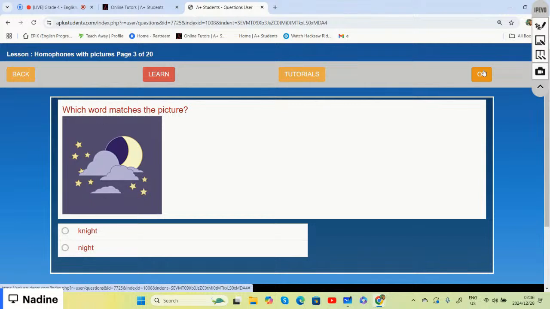So night, option one, which is knight, or night, option two, which is night. Look at the picture. Night. It's like saying nighttime. Which night is correct?